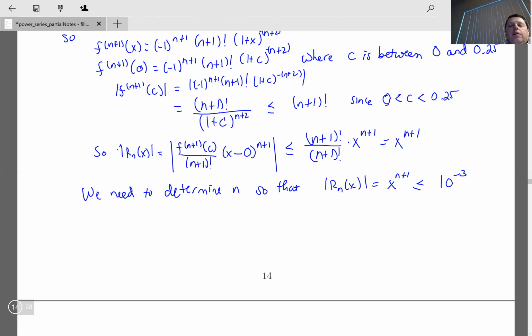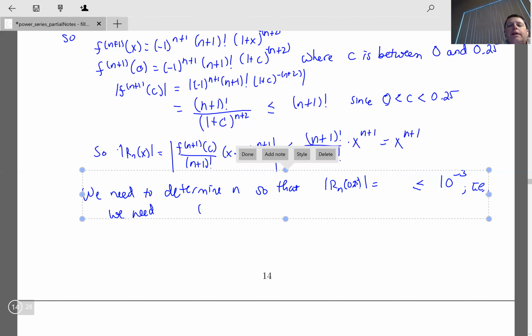So in other words, well, x, we know x. So specifically, we're looking for the remainder at 0.25 to be less than or equal to that.